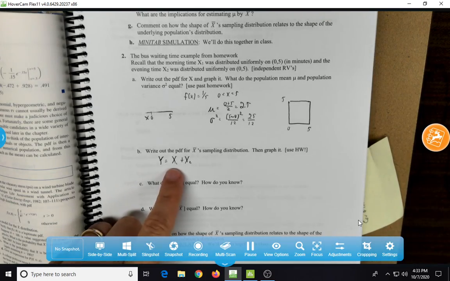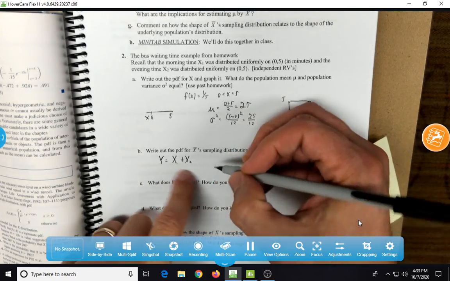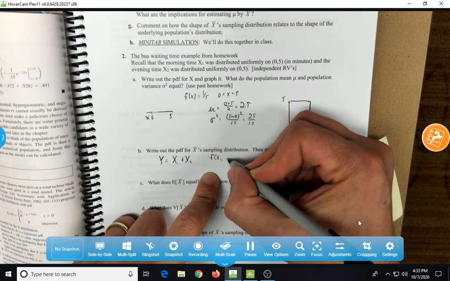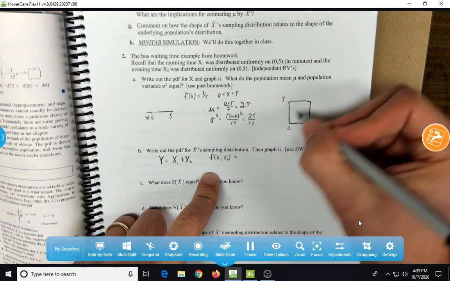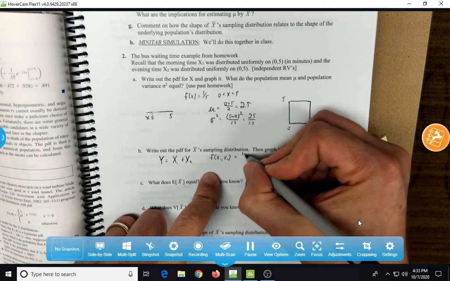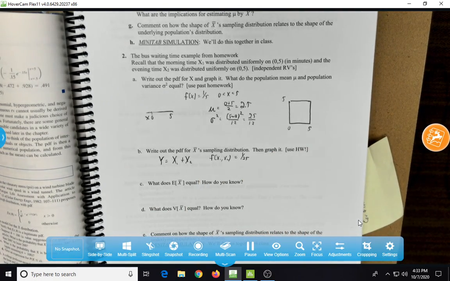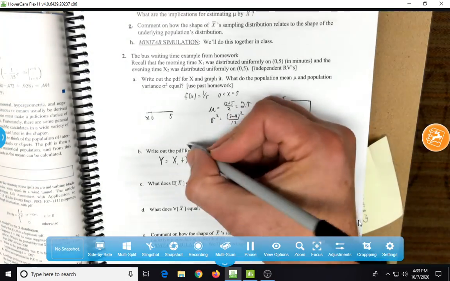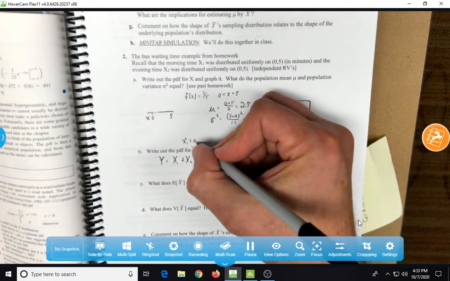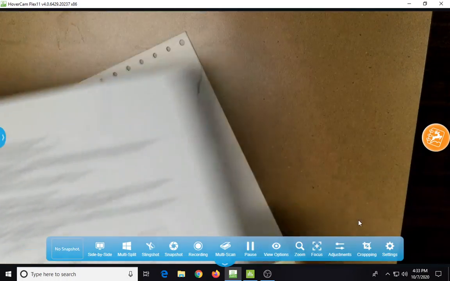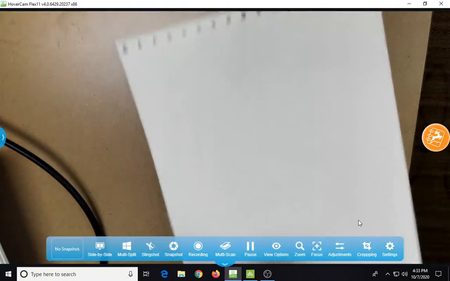So the PDF for this one, for f of x1, x2, will now be 1 over 25, because that is the area of this square. And so we want to write out what's the PDF for x1 plus x2. All right, so let's go ahead and calculate this. I'm going to go switch to another sheet of paper here.